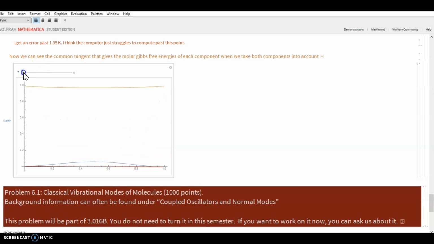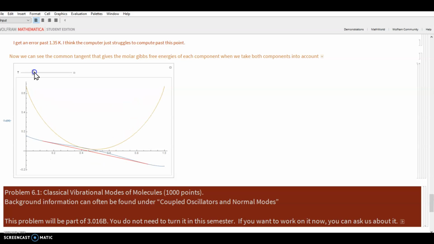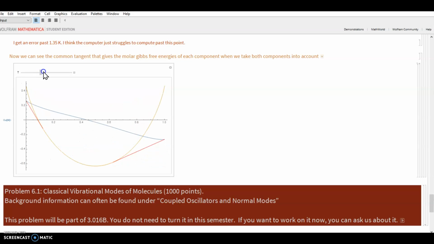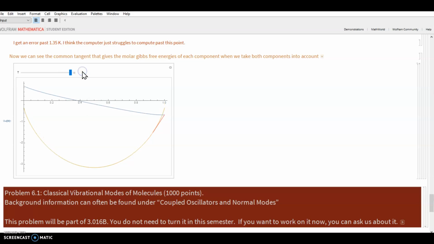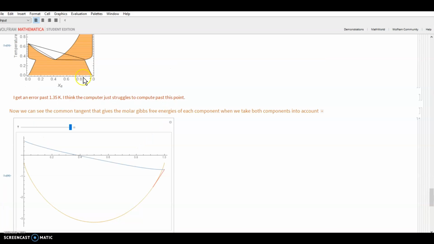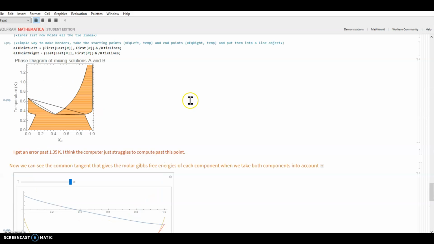starting at 0, blue with itself, and the red line changes as we increase temperature up until 1.35 degrees Kelvin. I got an error past 1.35 degrees Kelvin, and I think this has to do with the computational difficulty of the FindRoot for this system. All right, thank you, that's it.